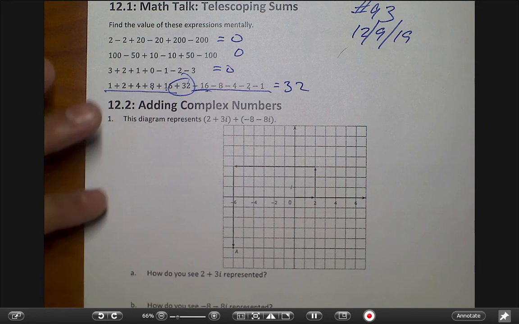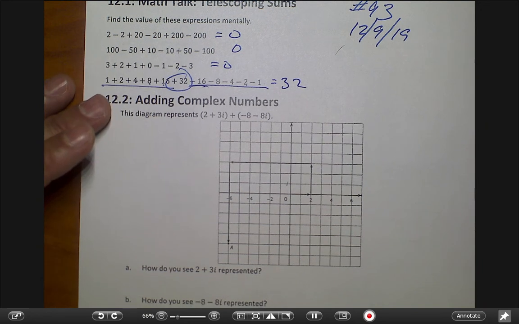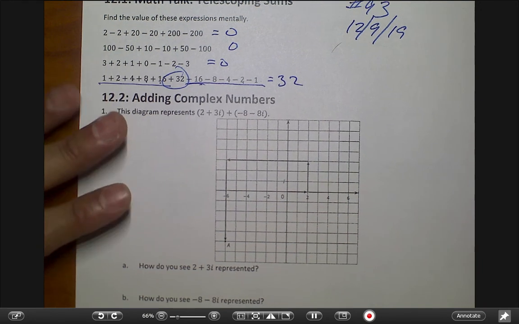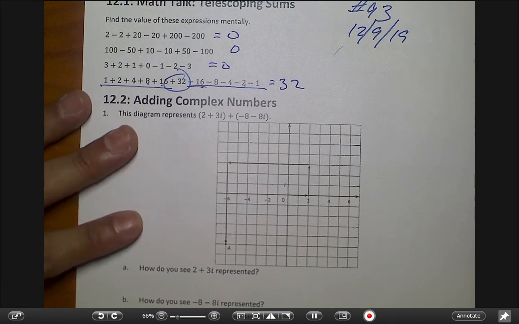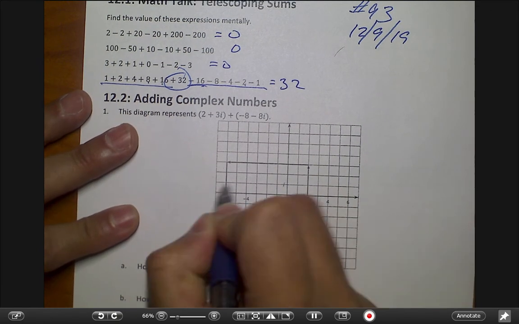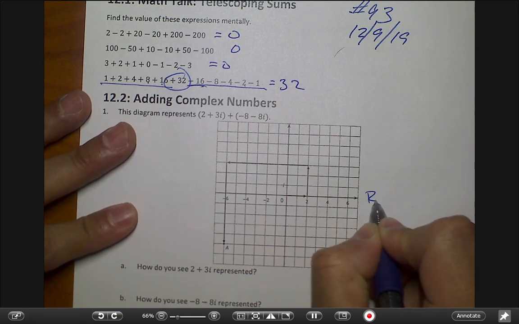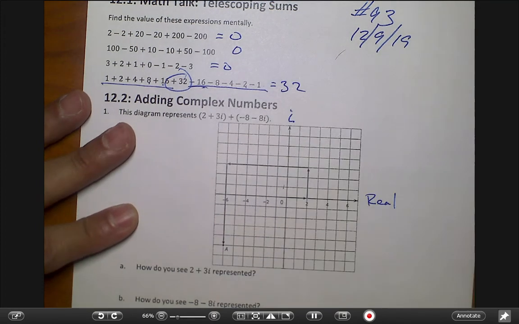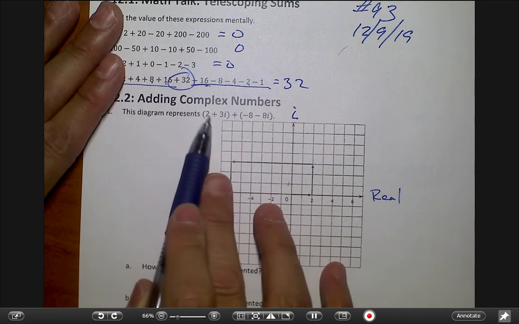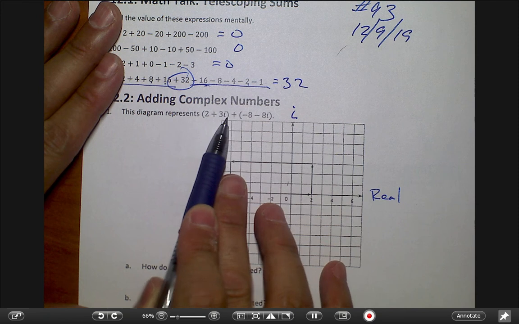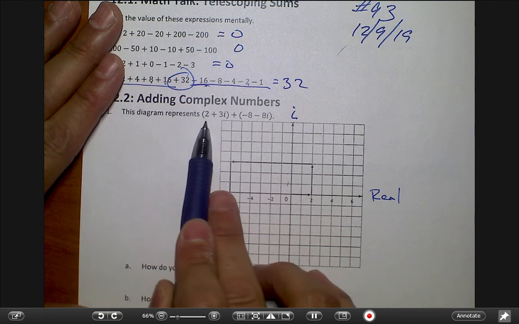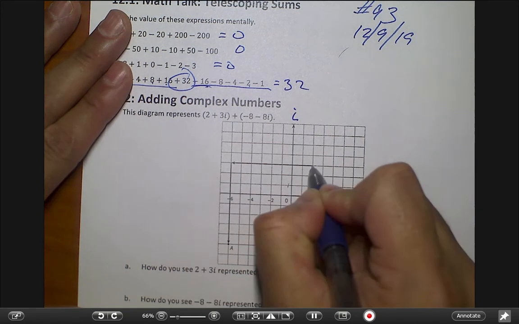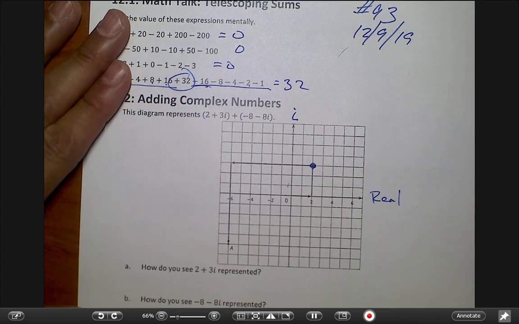So now we're going to do this like it's a map. Okay, so this diagram represents 2 plus 3i. So you guys remember from last week, this direction, the x direction, is my real. The up and down is my imaginary direction. So 2 plus 3i means 2 to the right, and then 3 up. Puts me at this point right there.